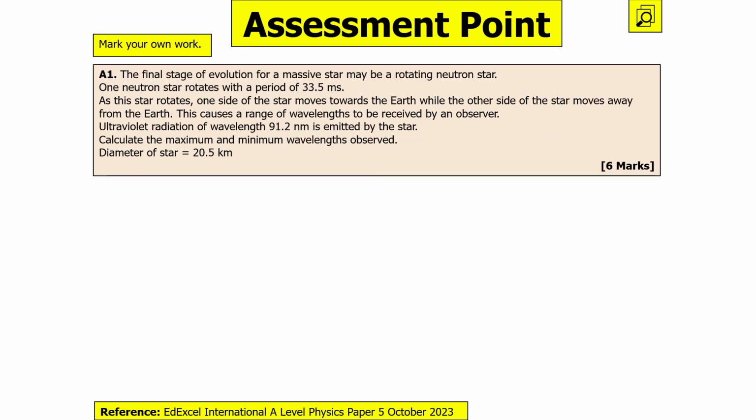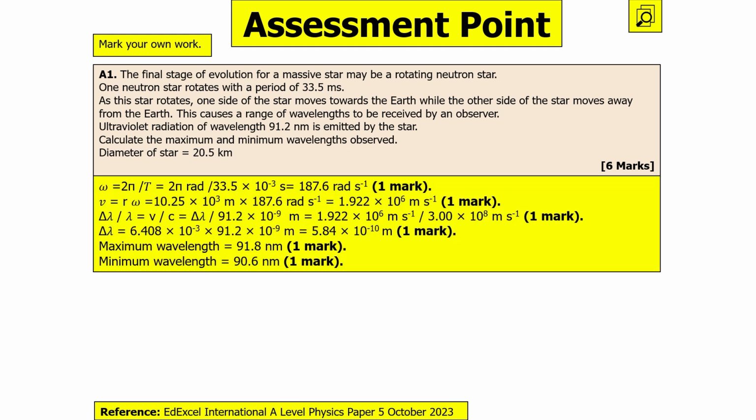Right, so how can you work out what the angular velocity is? Well, angular velocity is 2π over T, so you can work it through and you get 187.6 radians per second. We know that v equals rω, and we know what r is from the information given. It's half the diameter in meters, so we therefore get 1.992 times 10^6 meters per second. We know therefore the change in wavelength over wavelength equals v over c. Now we've got v, we've got c, we know the wavelength from the information given to us, so we can work it all through and we get the change in wavelength to be 5.84 times 10^-10.